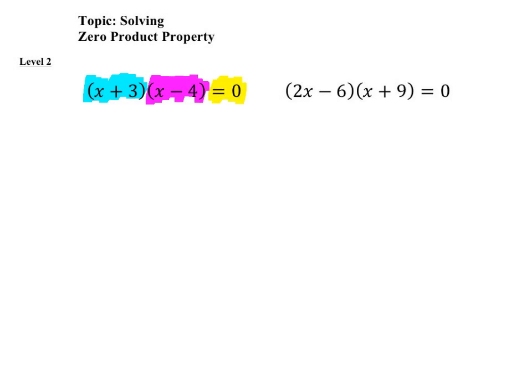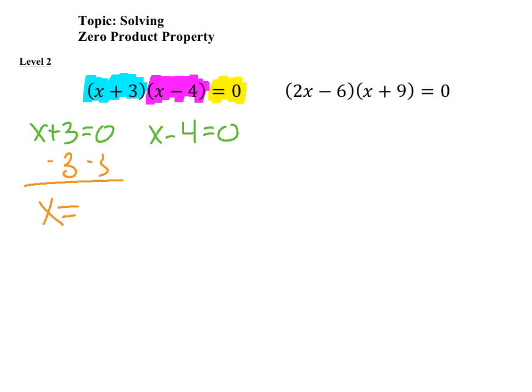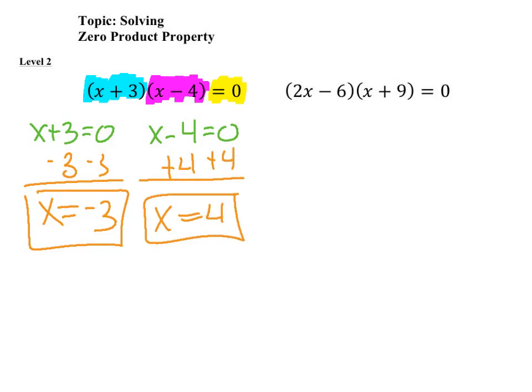So what I'm going to do is take each factor and set it equal to 0. So x plus 3 equals 0 and x minus 4 equals 0. Now I need to solve both equations for x. For the first one, I am going to subtract 3 from both sides, so x equals negative 3. For the second equation, I'm going to add 4 to both sides, so x equals 4. So my solutions to this first equation are x equals negative 3 and x equals 4.